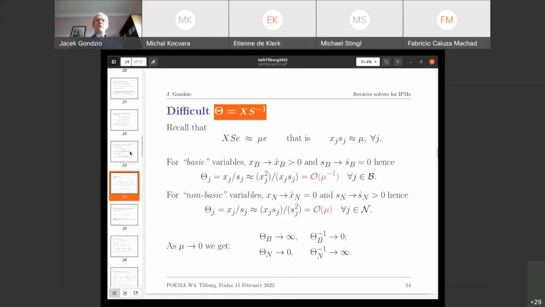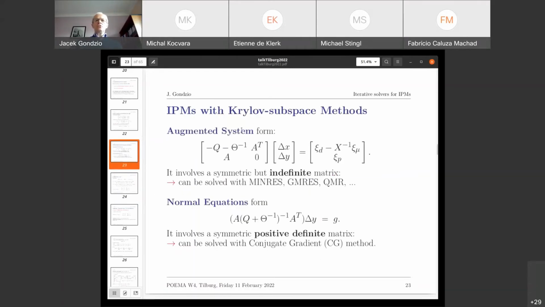This means that the condition number of this matrix inevitably will go to infinity. This is not good news when you want to solve these systems. This is even worse news if you want to solve these systems with iterative methods.